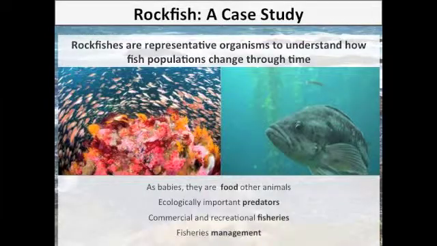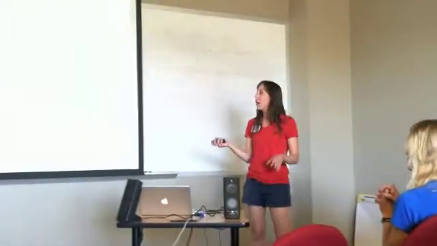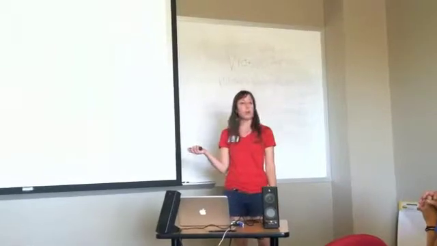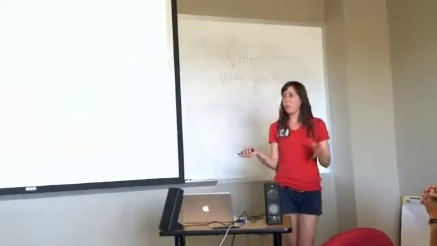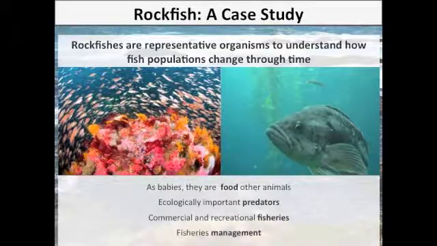So as babies, like these guys, they're really important food resource for fish like salmon. So if you guys like salmon or seabirds, a lot of animals will feed on baby rockfish. They're also, as adults, really important predators, so that's important for ecosystems. And we also like to eat them, so we have a lot of people who make a living by fishing rockfishes. So we're really interested in understanding their population and how to manage them.